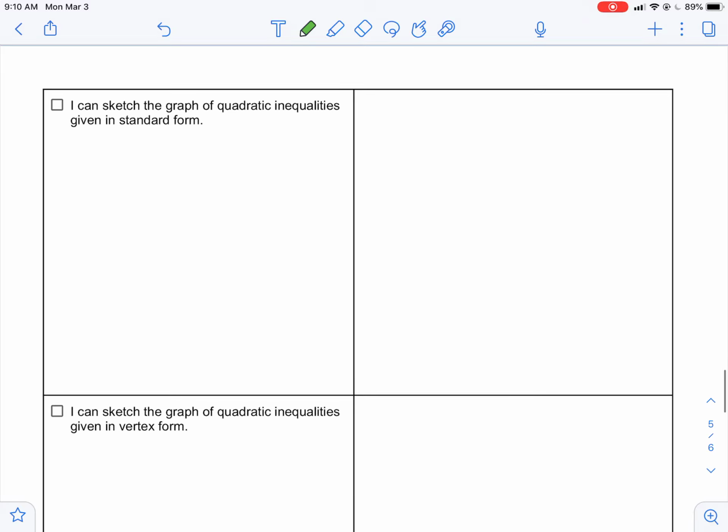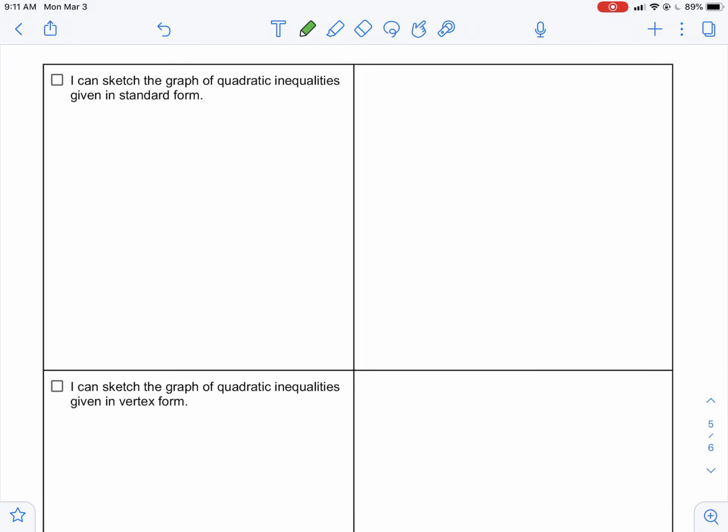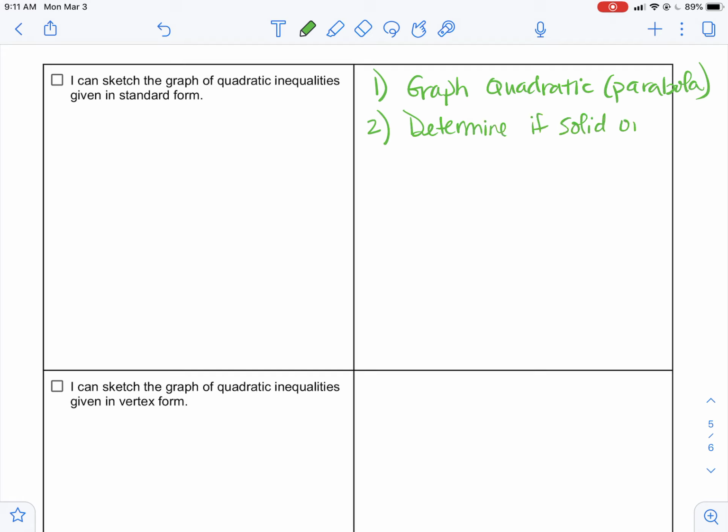I just want to mention, if you are graphing inequalities, then you graph, again, the quadratic, okay, or parabola if you want to say that. So go ahead and graph your parabola like what we did before. Then remember, determine if solid or dotted. Okay, remember solid is the equals, dotted is just the greater than or less than.